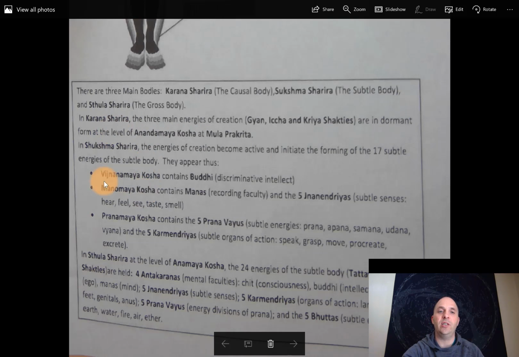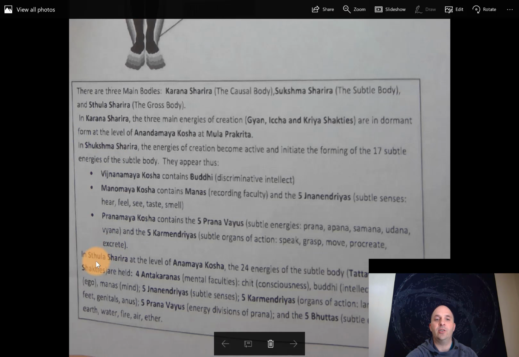All the energies of creation. And then in the subtle body, the energies of creation become active and initiate the forming of the subtle energies of the subtle body. So here in the causal body, the energies of creation are lying dormant, and then they become active and initiating, and that's going to be based on what's here in the causal body.